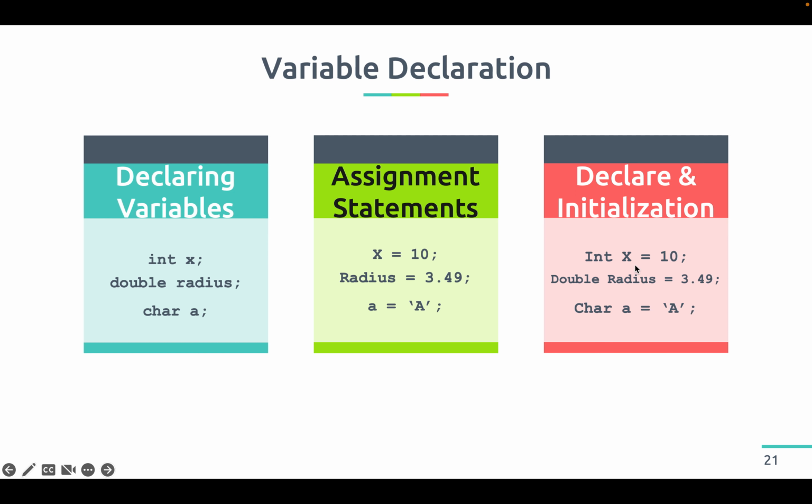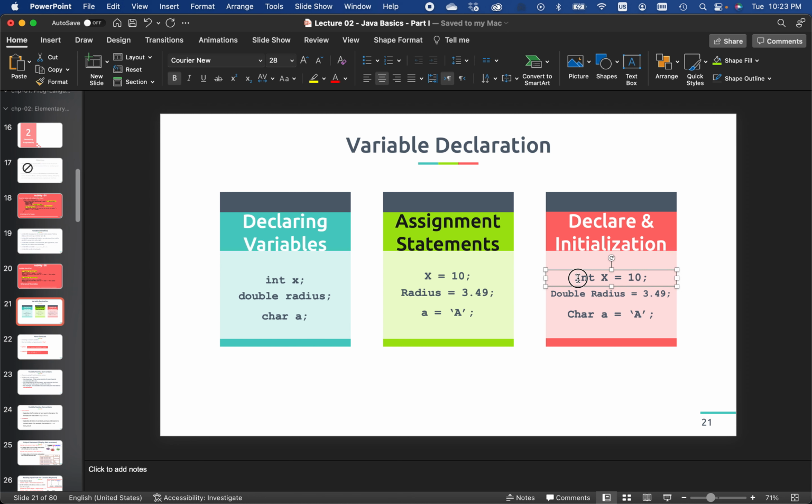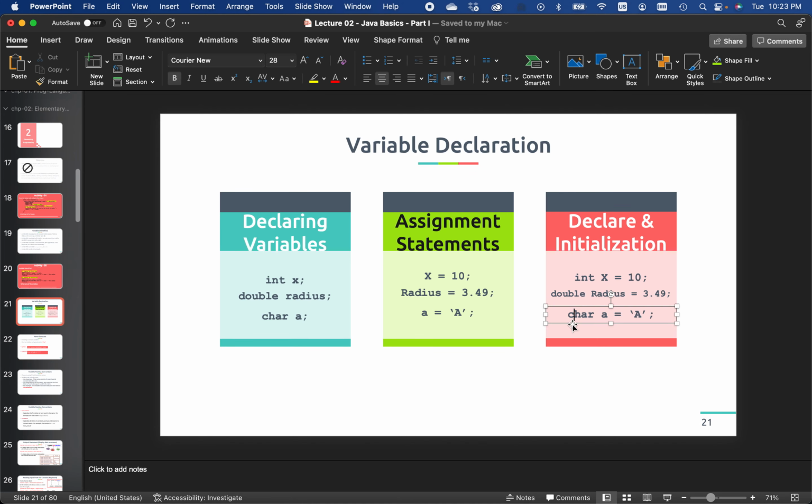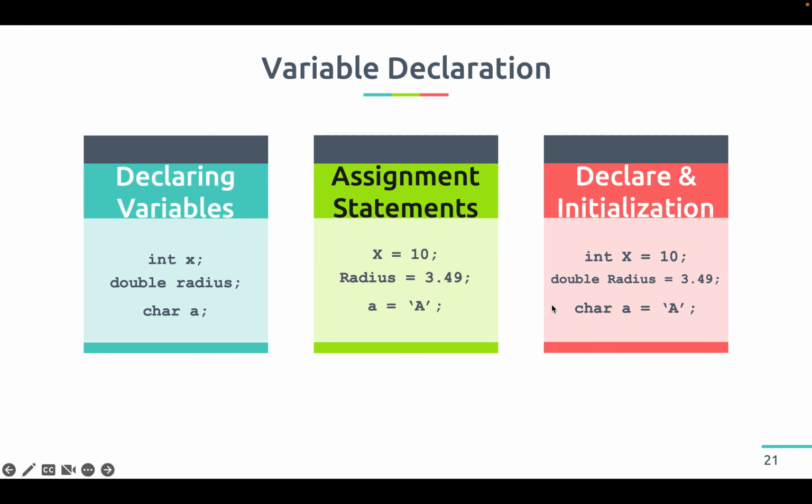We will write int x is equal to 10, semicolon, but without the capital. This is a typo. So we will write int x is equal to 10, semicolon. If the value is double, it will be double radius is equal to 3.49, char a is equal to capital A, and we end it with a semicolon.